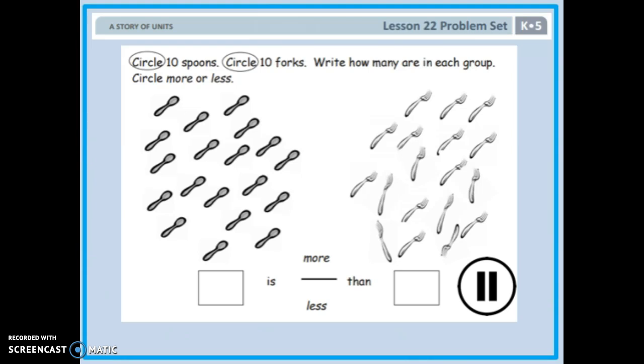Now that you've circled 10, you're going to write the number of spoons here. Remember, it is 10 and some more. And here you're going to write the number of forks. Push pause if you need to.